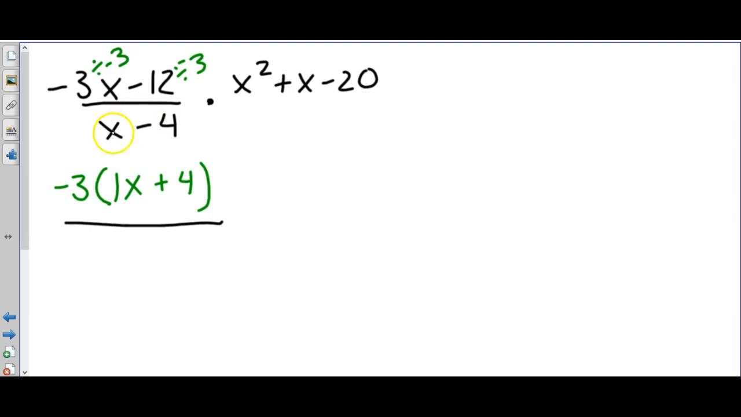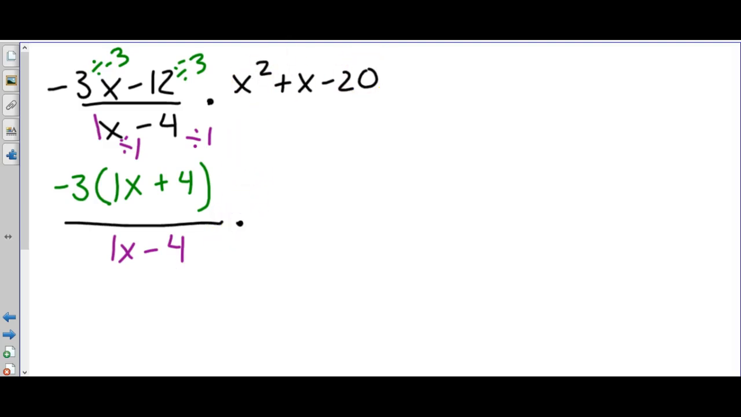X minus 4 on the bottom also has two terms, no x squared, so probably greatest common factor. Now in front of the x is a 1. We have that invisible 1 in front of every variable, if they don't already have a coefficient out front. So when we ask ourselves what divides into 1 and into negative 4, the only option is 1. Well, if that's the only option, we don't have to do it. We just say, okay, this stays as 1x minus 4.